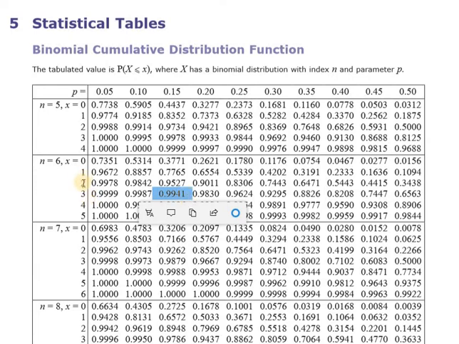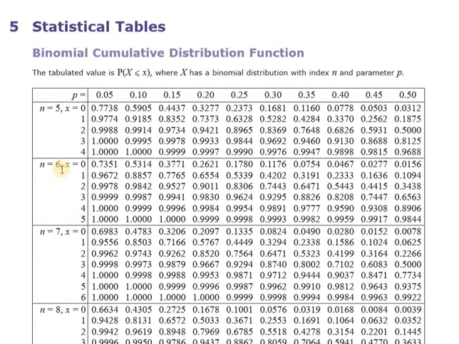So these values here are not the probability that X equals anything. They all represent this, P(X less than or equal to something). So less than or equal to 1, less than or equal to 2, less than or equal to 3, and so on. So the tables give us a few select values of n, where n is the number of trials.